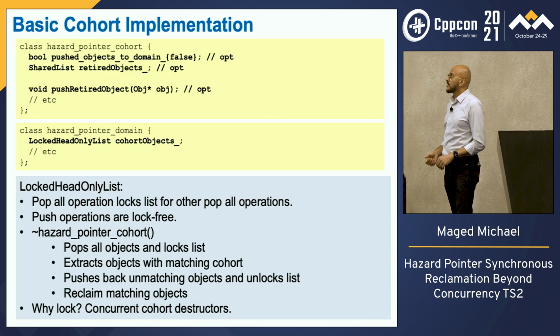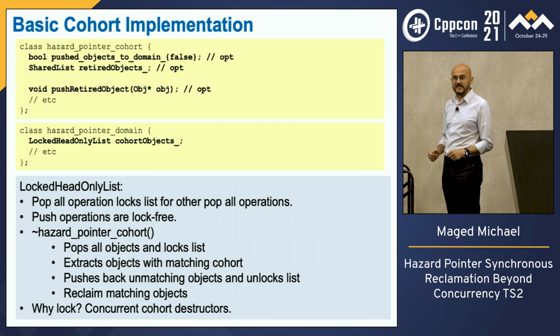So looking at a basic cohort implementation, so far these are optimizations. We don't need to have them, but they would be good. We need to remember whether we pushed any objects to the domain or not. If we haven't, then we don't even need to check anything with the domain. We can maintain a cache of objects before we push them in bulk to the domain, instead of going to the domain very frequently. So we would have a threshold to say, oh, we accumulated that many objects, now let's push them to the domain.